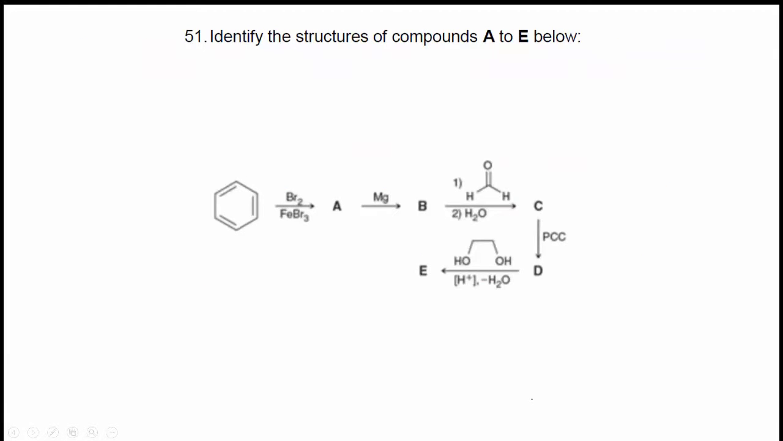All right, why don't you try to figure out what these ones are. I'll give you a couple minutes to figure out what the intermediates are and then what your final product is going to be from that.